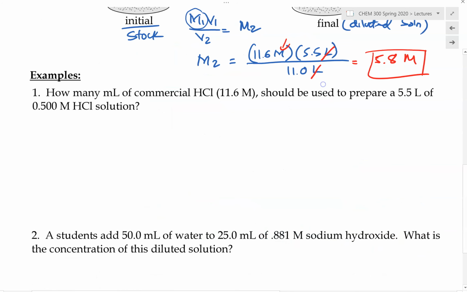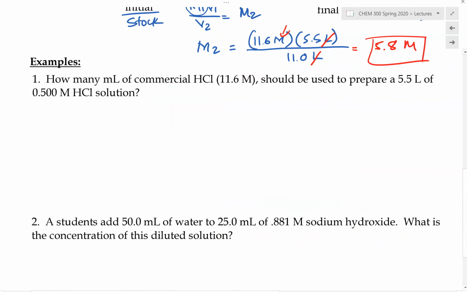Now let's try a few examples right here. So number one, how many milliliters of the commercial HCl, and let's say its concentration is 11.6 molar, should be used to prepare 5.5 liter of a 0.500 molar HCl solution? So this is the stock solution right here. This is the commercial or the stock solution. And we want to prepare a diluted solution of this volume and this concentration.